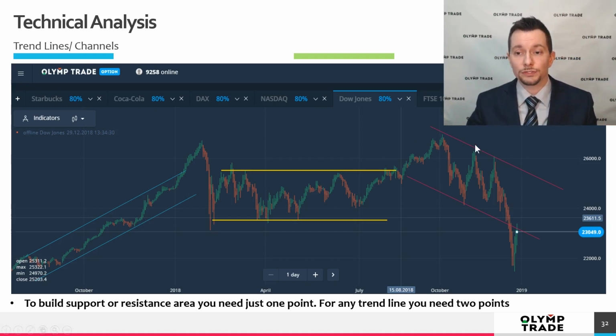So we put these 2 points together, then we drag the line to the bottom, and we see a really strong breakdown. That was at the end of last year with the Dow Jones Industrial Average.